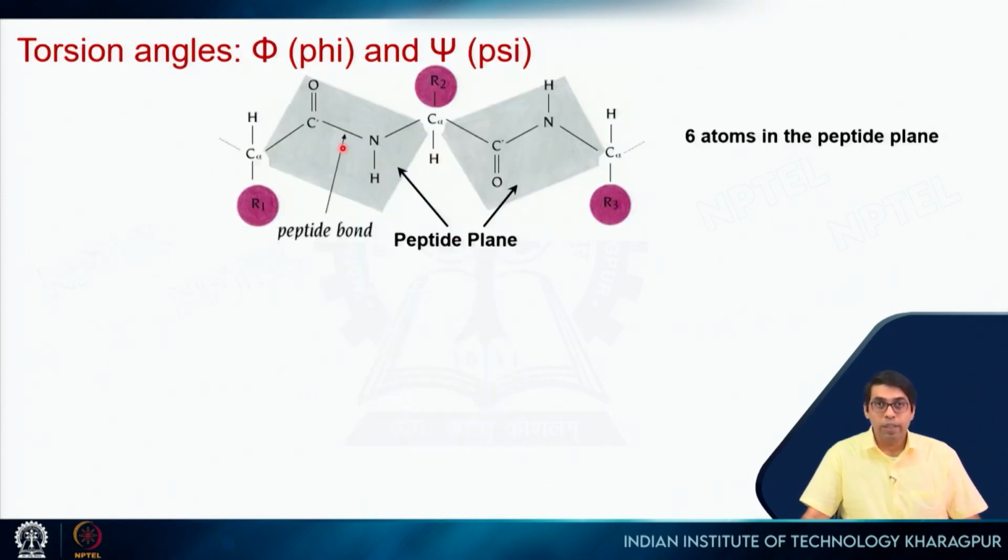So again, if we look at a polypeptide chain, this is one amino acid. It is connected to one amino acid here and another amino acid here. So this peptide bond will form one peptide plane, and this peptide bond will form another peptide plane. And just a reminder that there are 6 atoms in the peptide plane. So these 6 atoms are the C alpha, carbonyl carbon, carbonyl oxygen, nitrogen, another C alpha of the next amino acid, and the hydrogen. So together they form this peptide plane.